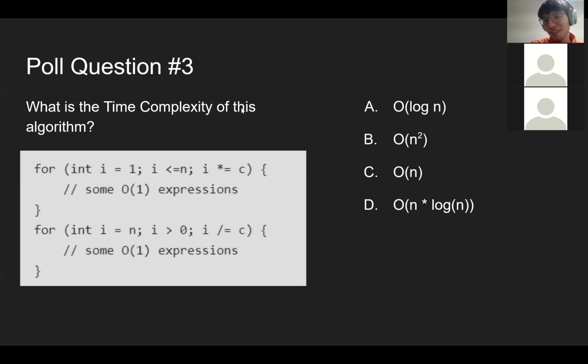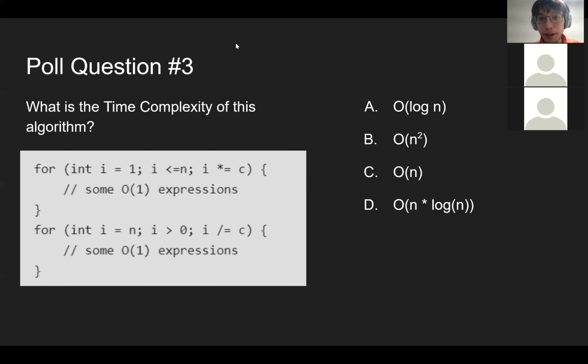Okay, so another question: the asymptotic of this algorithm. And again, if you're online, you can pause it if you're watching later. So like your previous example, it's a multiplicative factor, so it's going to be logarithmic.